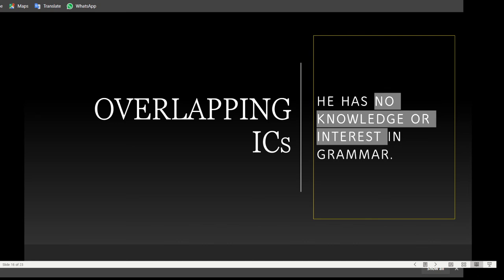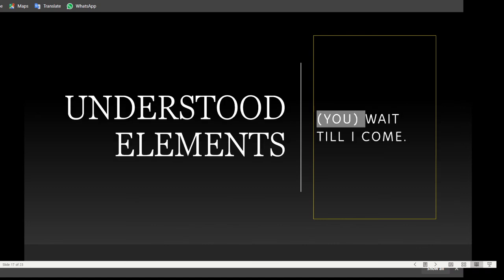Alright. Now moving on to the next one, that is understood elements. Wait till I come. If you say a sentence like that, the subject you is understood. But in IC there is no provision to show those understood elements. Though the subject is understood, one cannot go for a binary cutting or an IC cutting in such a sentence.